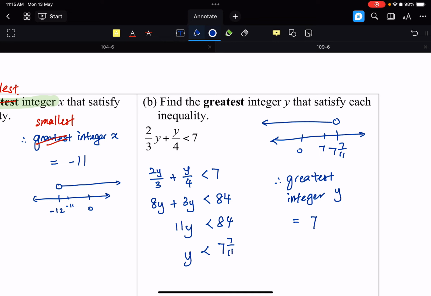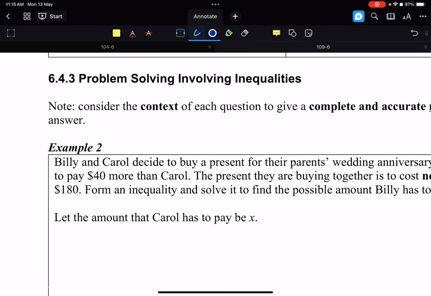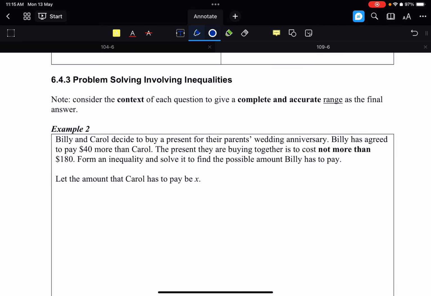Read the question carefully. If the question is asking for a particular integer, we actually need to answer the question exactly, one single answer, although the solution to the inequality is actually a range. Okay, now let us look at the last part over here, problem solving involving inequalities. So over here, we need to consider the context, right, and give a complete and accurate range.